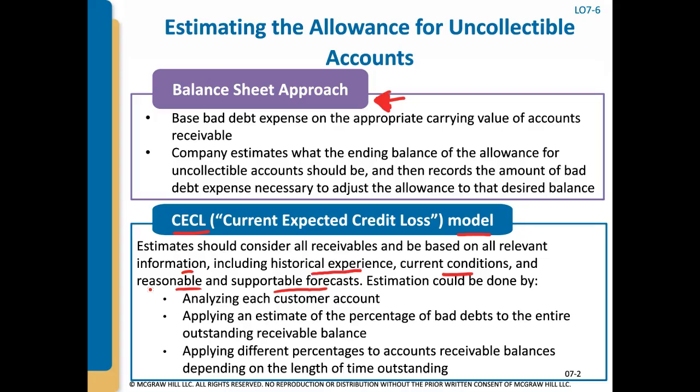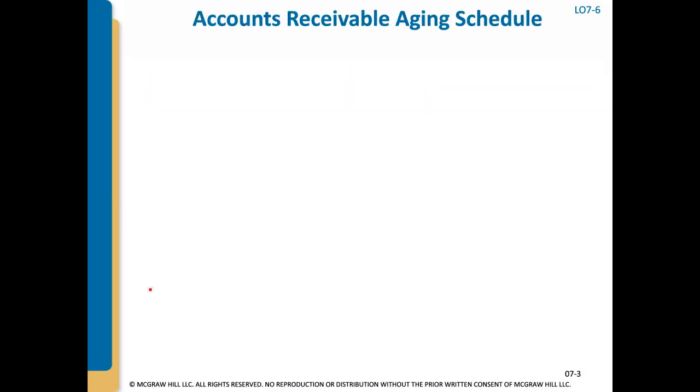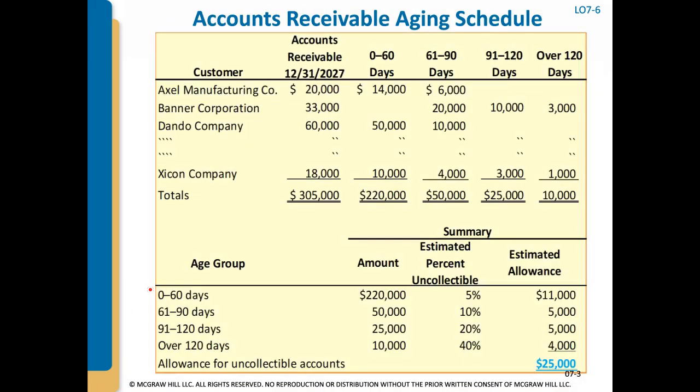It could be done by looking at each customer account and determining what's the likelihood that the company will be able to collect on that AR. You can apply an estimate of a percentage of bad debts to the entire outstanding receivable balance, or you can apply percentages to different accounts receivable balances depending on their length of time outstanding. So let's look at that example. It's an accounts receivable aging schedule.